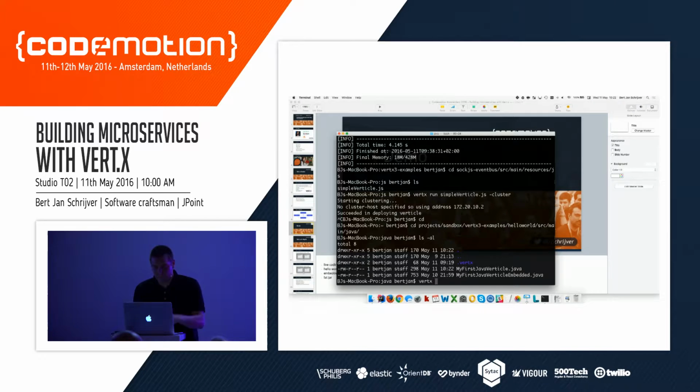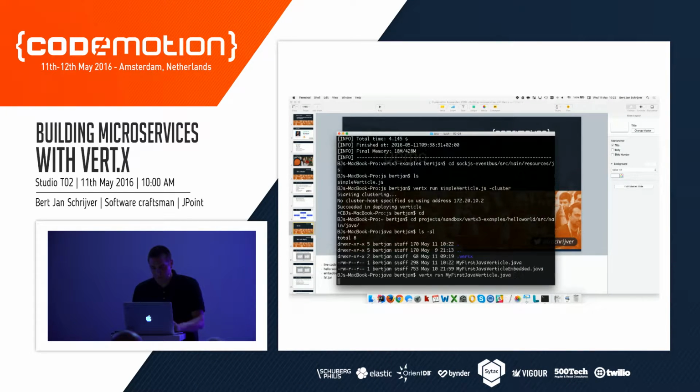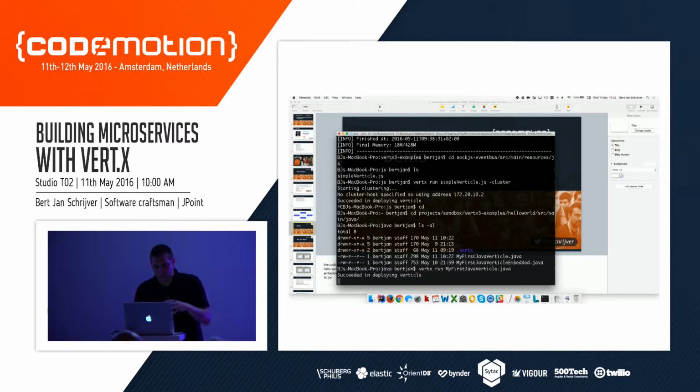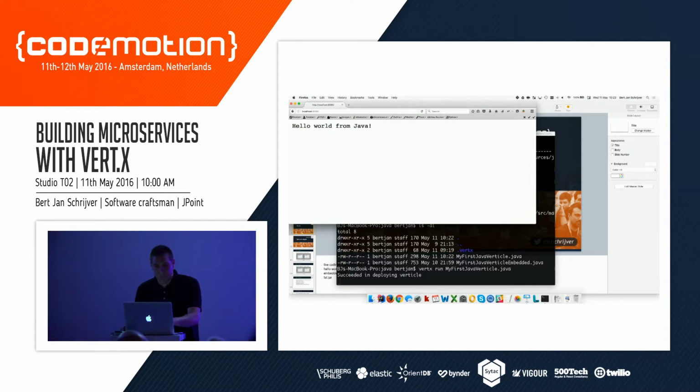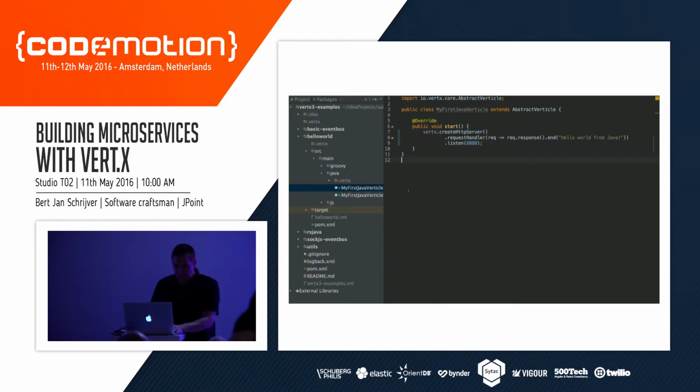So I can use Vert.x. It's a Java project, but this is an executable you can run on your system. vertx run my first Java vertical. And note that I'm running the Java source. I'm not running a class, I'm just running the Java source, and Vert.x will compile it and run it for me. If I now go to localhost 8080, it will say hello world from Java. So that's as simple as it can get. I'm using Vert.x to run a Java source file to create a web server and send a response. Not a very enterprisey application yet, but we get to the enterprise in a bit.